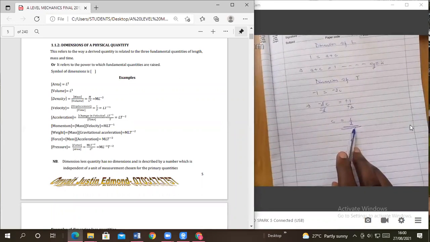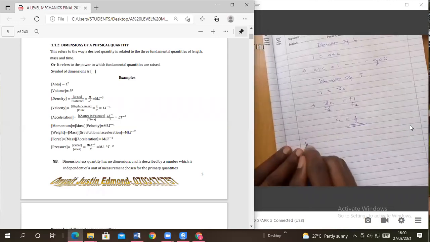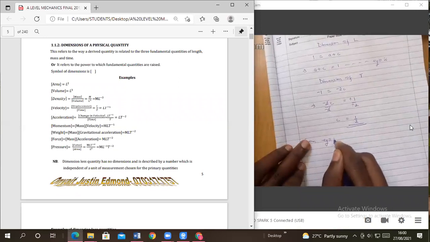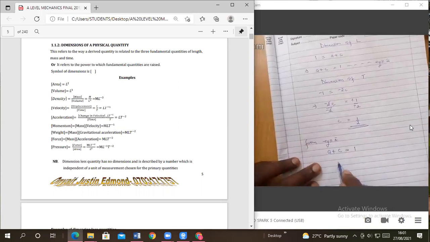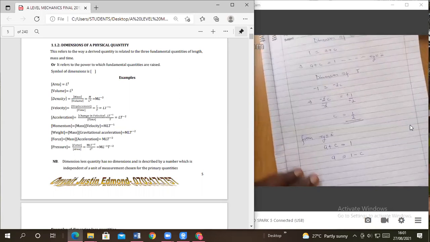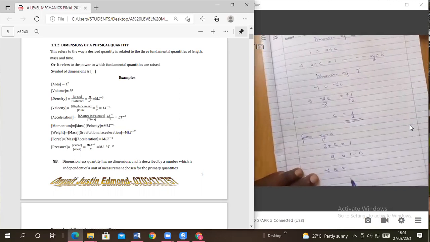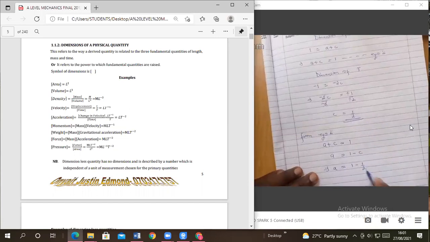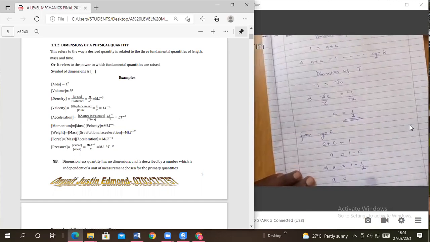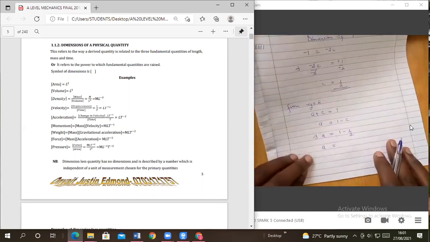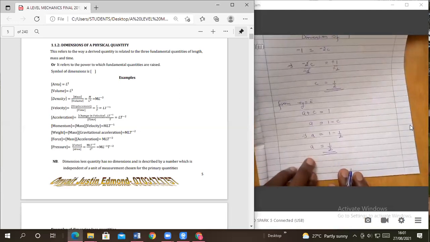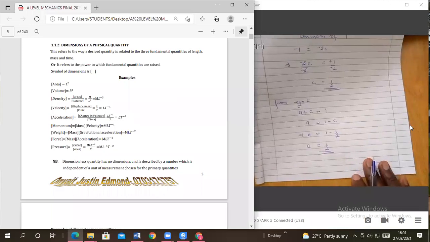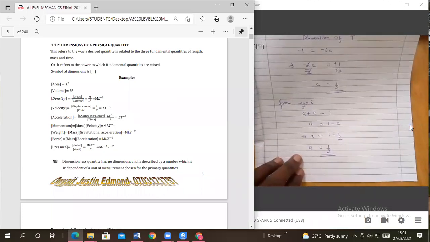Now, which equation should we use? We can use equation 2 to get the value of a. From equation 2, a plus c equals 1, which means a is equal to 1 minus c. So a will be equal to 1 minus a half. What is 1 minus a half? A half. So a is a half.